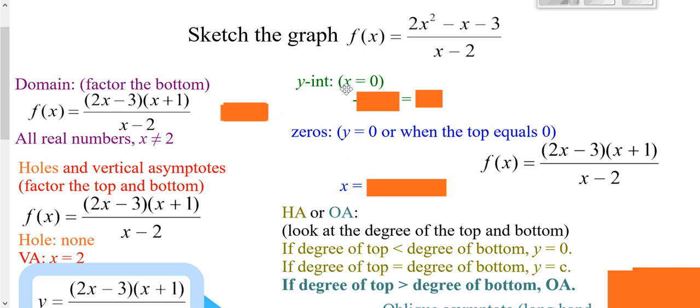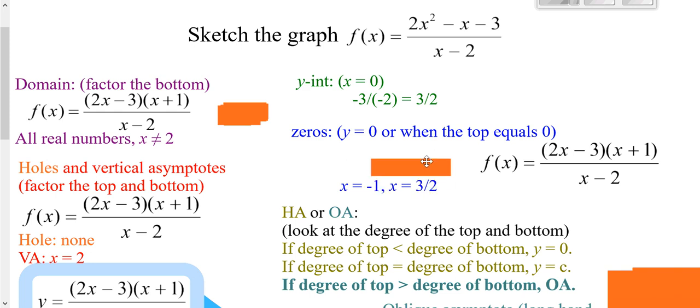Your y-intercept is what you get when you plug in 0. Now, whether you plug in 0 here or up here would not make a difference. If you plug it in up here, you get negative 3 over negative 2, or 3 halves, which is 1.5. Your zeros is when your f of x, your y value, is 0. And the only way a fraction is equal to 0 is when the top is 0. So what causes this to be 0? That's negative 1. What causes this to be 0? Well, you'd have to add 3 divided by 2. And so then you get 3 halves.